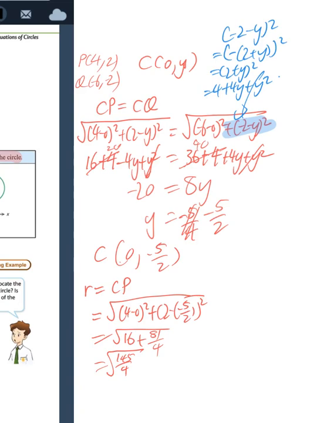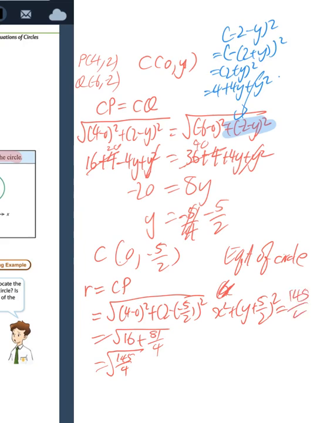You may leave the radius as a square root term, because if you want to find the equation of circle, the right hand side will be r squared. Therefore, the right hand side should be 145/4. Alright, the equation of circle. By using standard form, (x minus 0) squared, that should be x squared, and then (y minus -5/2), that should be (y plus 5/2) squared, equals the right hand side r squared, that should be 145/4. That will be the equation of circle.